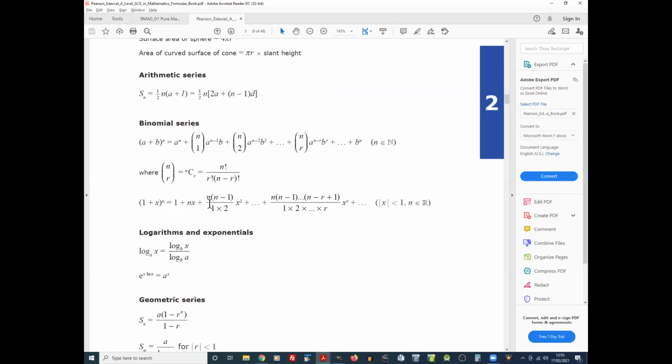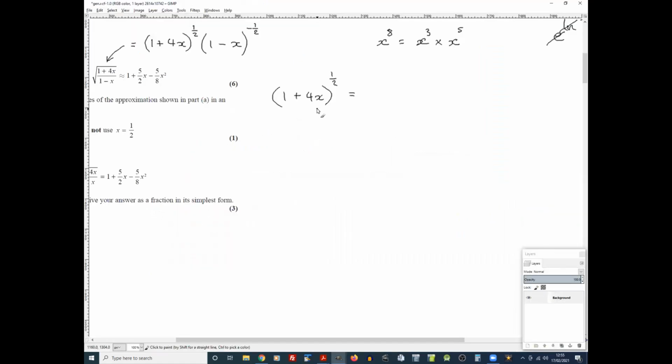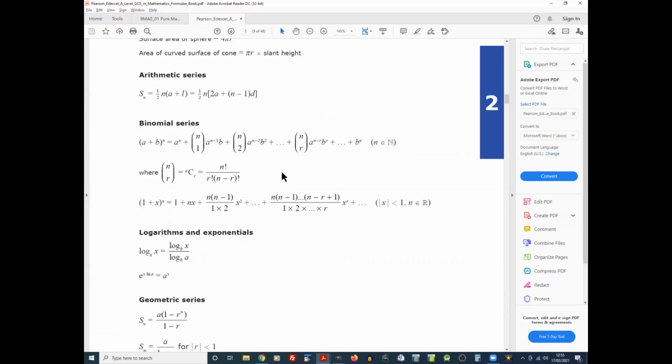It is worth learning at least this far through the formula and knowing how it carries on, in fact. What's happening is you've got 1 plus nx, but bear in mind x means the x function. For example, here, our x function is 4x. And in the other one, our x function is minus x.